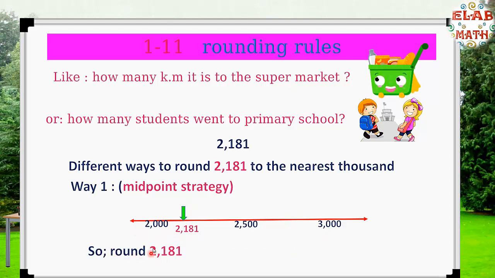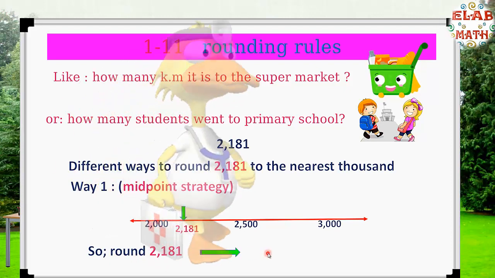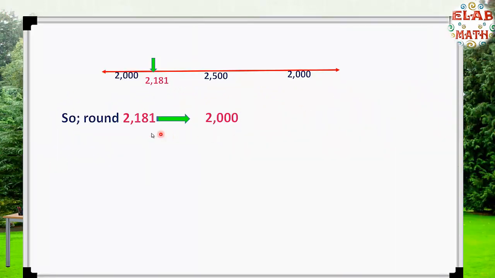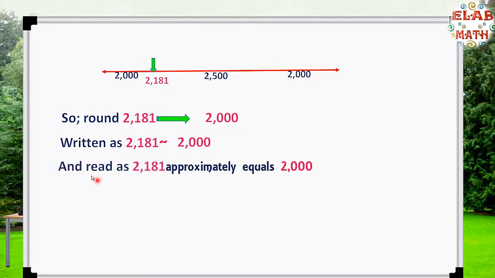Now we round this number. So 2,181 is rounded down to 2000. How can we read and write this expression? You can write this number as 2,181 approximately 2000. You can read this expression as 2,181 approximately equals 2000.